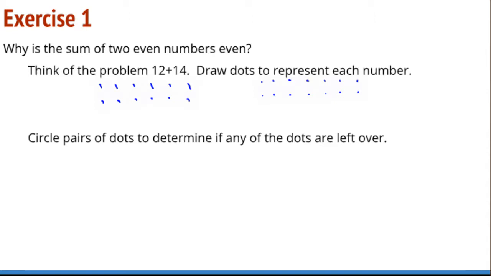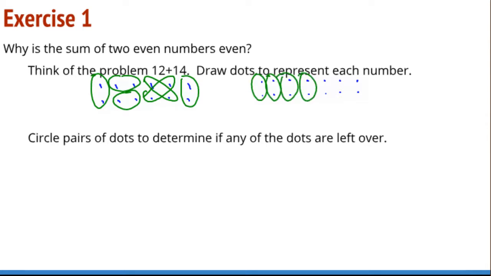So pairs are groups of 2. Here's a group of 2, and here's a group of 2, and another, and another. And I've got a group of 2, and another, and another. I've got lots of groups of 2. There aren't any leftovers. When I was done drawing all of my pairs of dots, I had no leftovers.